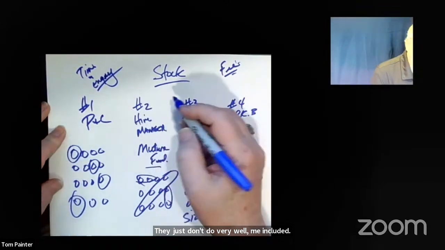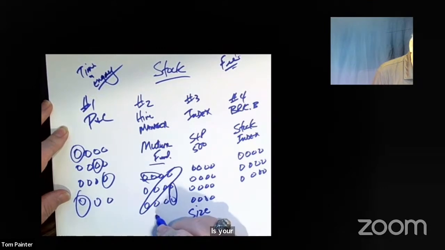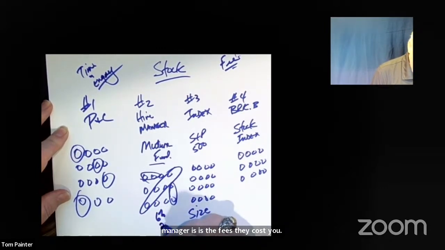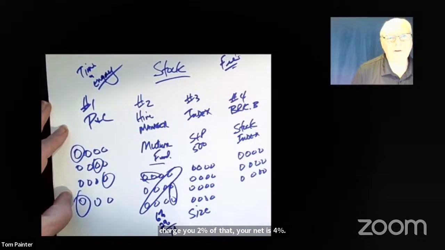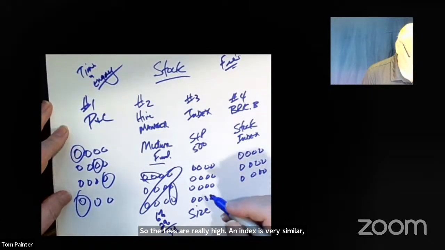Number 2 is you hire a manager. The only problem with hiring a manager is the fees they cost you. So if you make a 6% rate of return and they're going to charge you 2% of that, your net is 4%. So the fees are really high. An index is very similar, but they're not picking and choosing. They're not deciding anything.